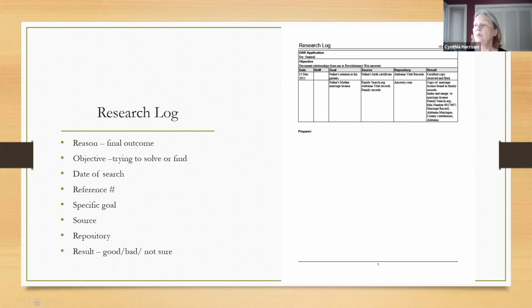Maybe you tried doing your grandfather's name or your great grandfather's name. Now try the wife's name using her maiden name. So sometimes you do have to go back, and so you would date that on this one. I tried again. Maybe this time you're successful. If not, then you'll put still looking or something of that nature, so you know you haven't got a final result.